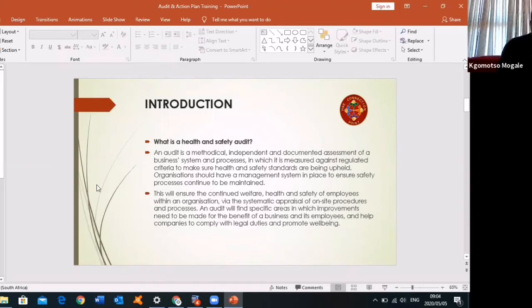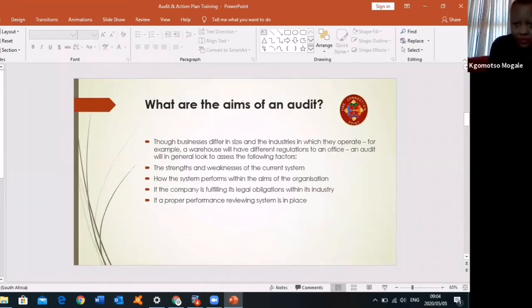Because of each and everything, we need to know what is the aim. In terms of health and safety, we don't just do things. We need to know why we have to do this audit. Though businesses may differ in sizes and industries in which they operate, for example, a warehouse will have a different regulation to an office, an audit in general will look to assess the following factors.